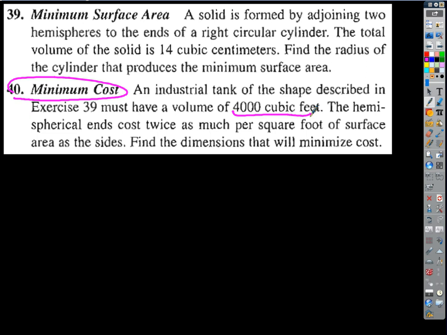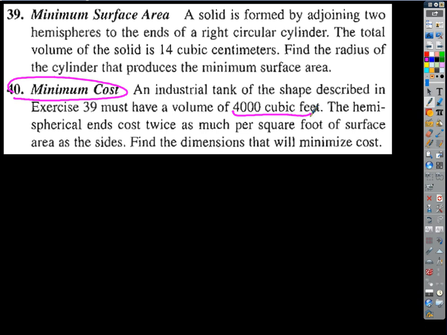And here's the key part of this. The spherical ends, the hemispherical ends, cost twice as much per square foot of surface area as the sides, which is realistic. I mean, if you're building a tank like that, what's going to be easier to do? Build the barrel. That's easy, right? You just take a piece of sheet metal and you fold it up. That's probably an easy thing to do. But to create those hemispherical end caps, that's harder to do. That's going to require more engineering. It's going to be hard. It's going to be more labor intensive. That's going to cost more. Right. So this is a realistic kind of problem.